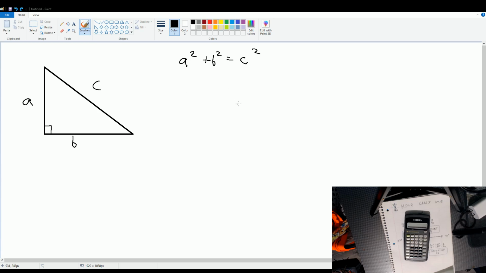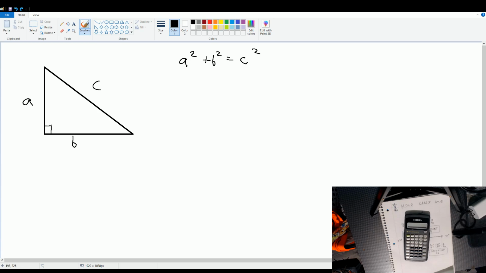Okay, now let's do a quick lesson on a squared plus b squared is equal to c squared, or the Pythagorean theorem. So, let's just look at this triangle. All triangles have three sides. This a squared plus b squared is equal to c squared can only be used when it's a right triangle.